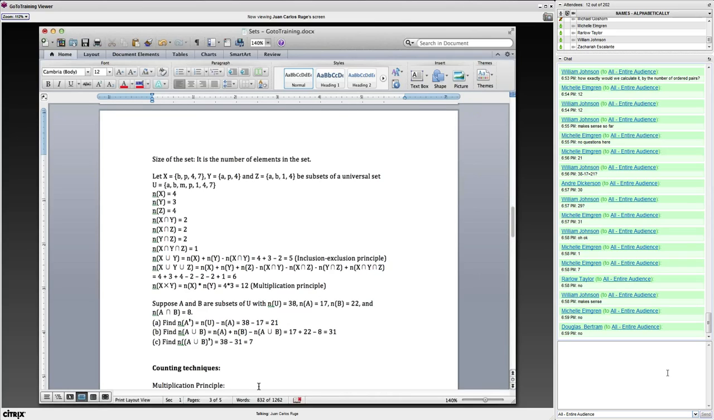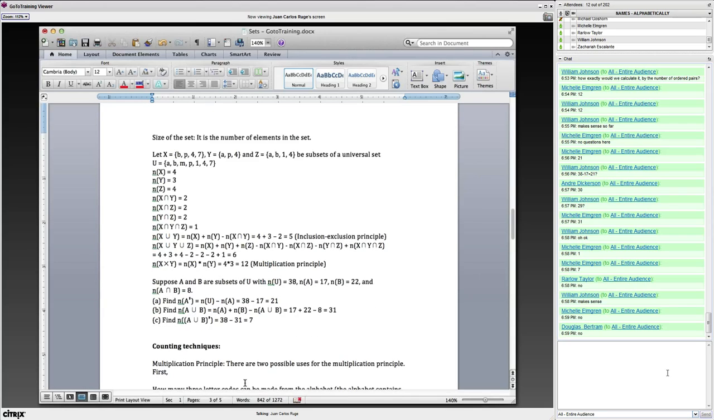So first of all, we have the multiplication principle. And I was saying that because there are two possible uses for the multiplication principle. First, when you have two different sets, not even disjoint sets, and you need the Cartesian product of them.